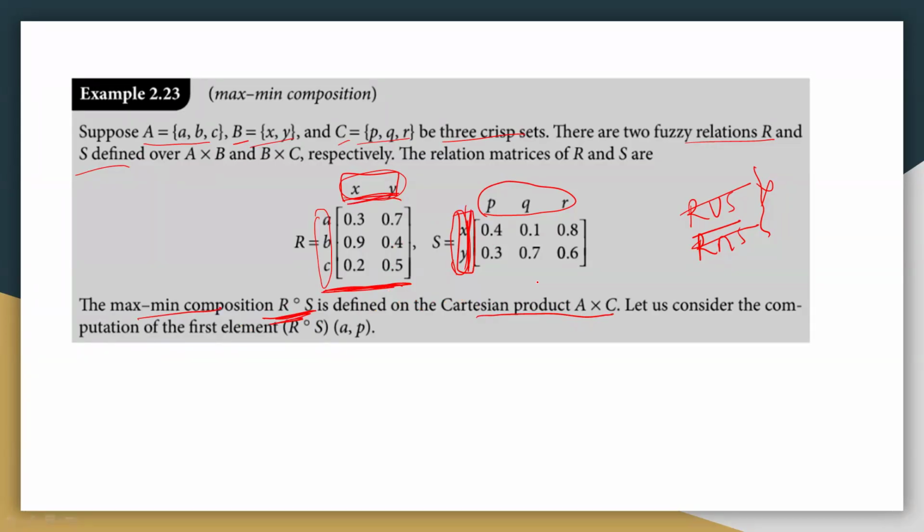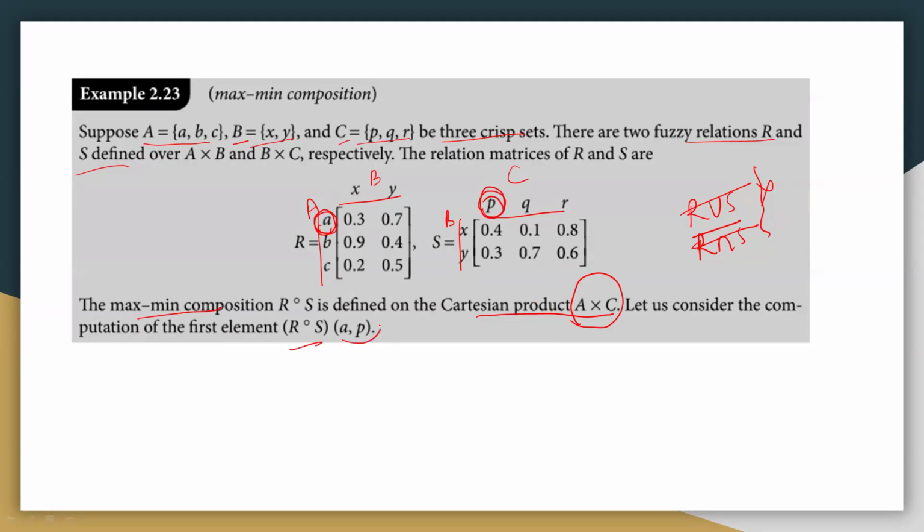We have the relation A cross B, and we also have the relation B cross C. Now we are going to find a Cartesian product A cross C, and we are trying to find a new composition R composition S, and that is nothing but a max-min composition. Now suppose we take the first set of elements here. These are the elements of set A, these are the elements of set B, and these are the elements of set C. Now we are going to find A cross C, right? So we are going to take this one and this one. Okay, so that is what we are showing here.